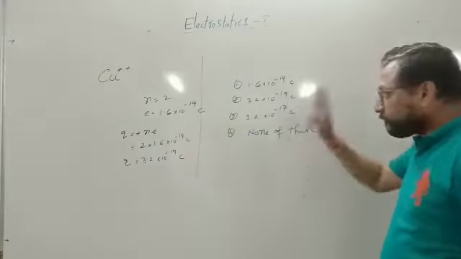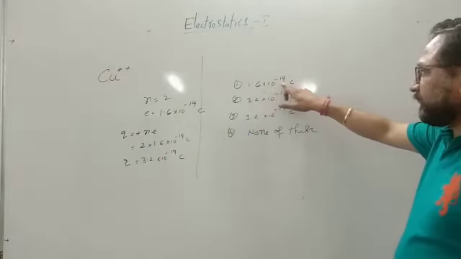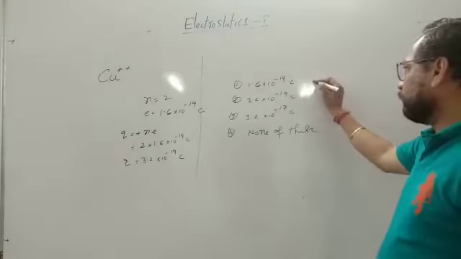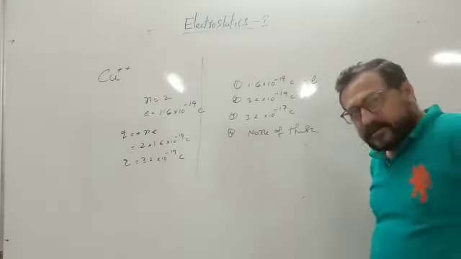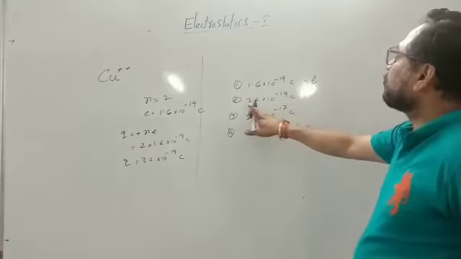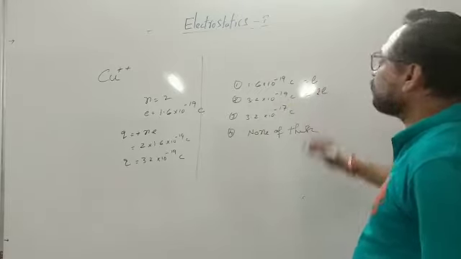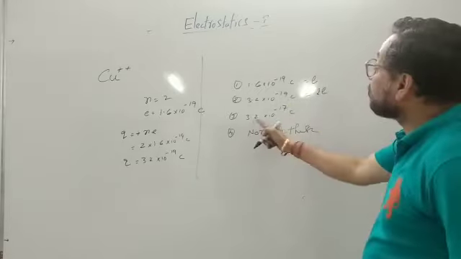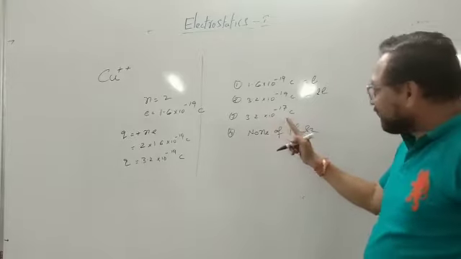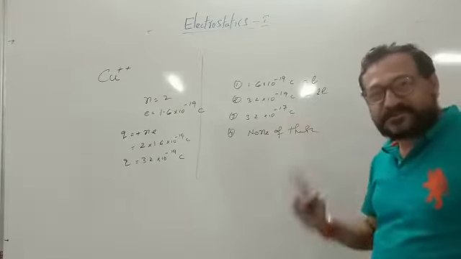The first answer, 1.6 × 10^-19, is equal to 1 electron. One electron, it is a possible charge. This is equal to twice the electron. Okay, and is it an answer? No, this is not an answer.